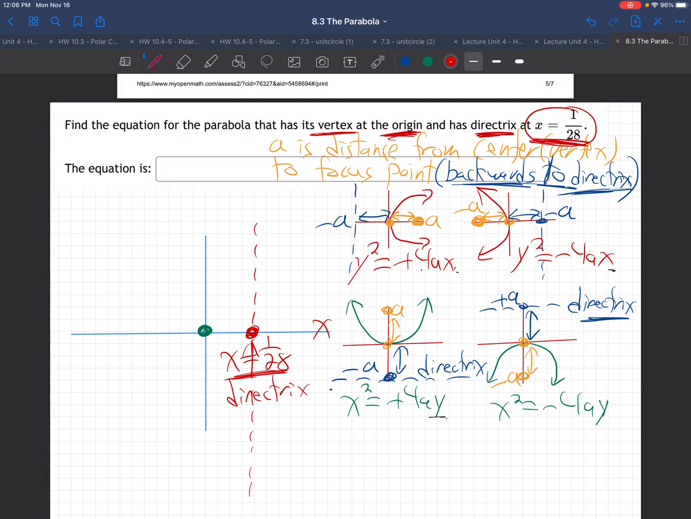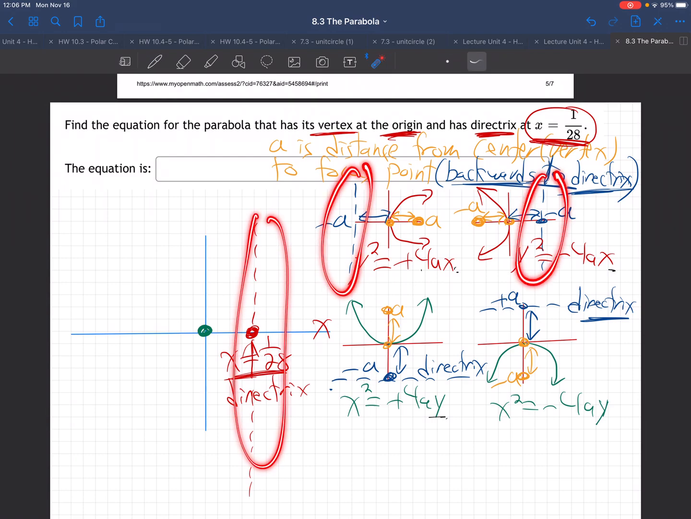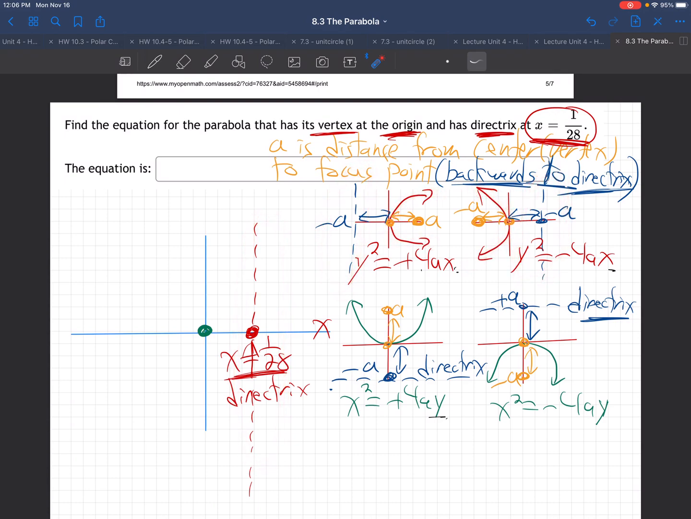Okay, great. So which way does the parabola open? That's always the key, to know: does it go right, left, up, or down? Notice that whenever you have a vertical dotted directrix line, the parabola goes away from it in the opposite direction. Remember, the directrix is behind the parabola. So here's a dotted line, and the parabola's going this way, away from it. Or here's a dotted line, the parabola's going this way, away from it. Always.